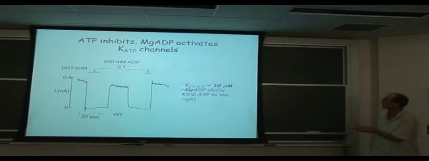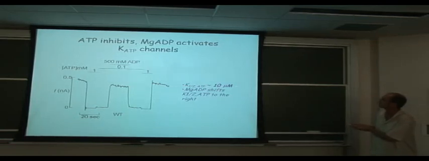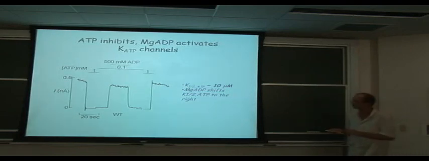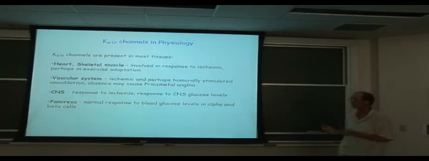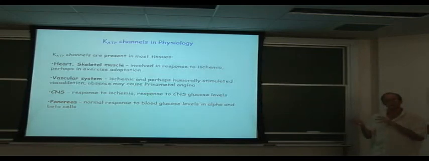The half maximal concentration of ATP to inhibit the channel is typically around 10 micromolar, and magnesium ADP shifts this value to the right. So in the presence of 100 micromolar ATP, we've got substantial inhibition, but with magnesium ADP present, we almost completely activate the channels.